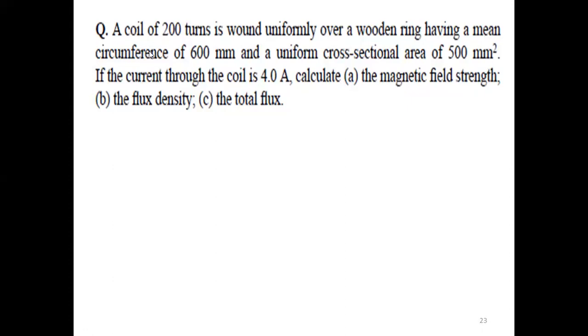Remember, a coil of 200 turns is wound uniformly over a wooden ring. So 200 turns means the number of turns. So N is given here now. He has given N equal to 200. We have considered N equal to 200 from the problem here now.